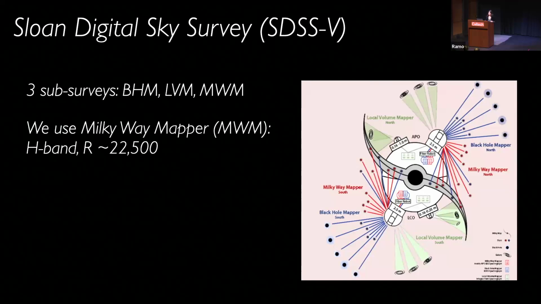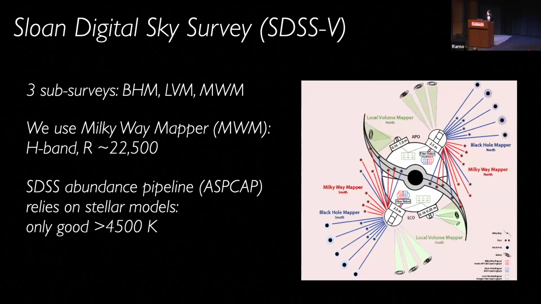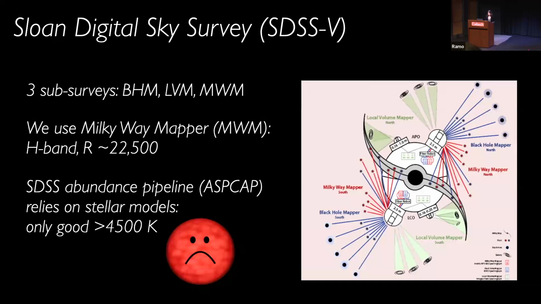So Milky Way Mapper is all-sky spectroscopic. It's in the H-band, so near-infrared, and it's pretty high resolution, so R of about 22,500. And Milky Way Mapper and SDSS in general have their own built-in abundance measurement pipeline called ASPCAP. ASPCAP relies on physical stellar models, so it's pretty good for solar-like or sun-like stars, which have temperatures above 4,500 Kelvin, but that's not going to fit for M dwarfs.